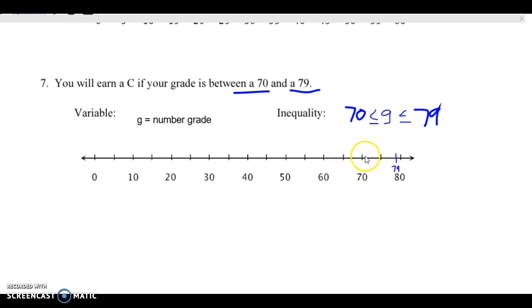Okay. So let's say we have a closed circle at 70, because you could technically get a 70 and then your grade still would be C. Anywhere between 70 and 79. So a closed circle at 79. So this is a compound inequality showing that your grade will be C if it's between 70 and 79.